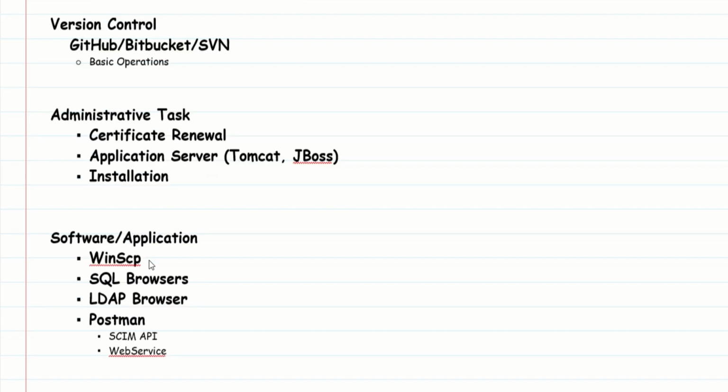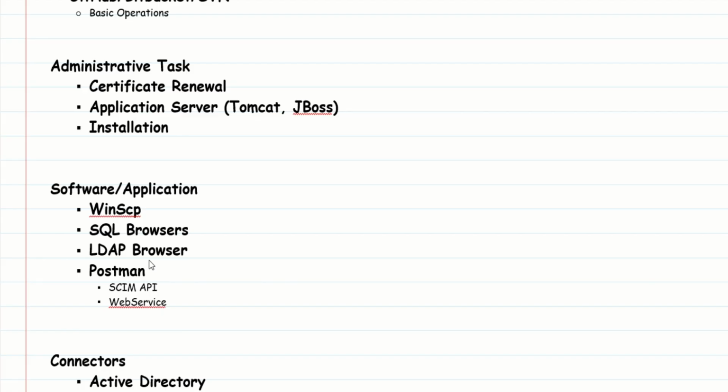Then the software or application required for handling the day-to-day task, like WinSCP. So what is WinSCP? Let's say if your IIQ application is in a Linux system or Unix system, then sometimes you need to push or copy the packages or the files to the Unix system. In that case, you need WinSCP. It's basically for copying files between Linux or Unix and Windows systems.